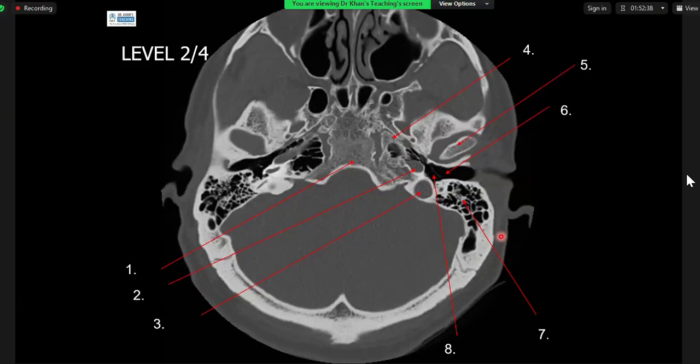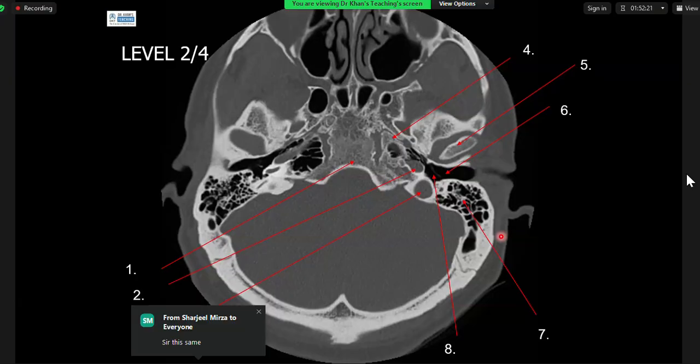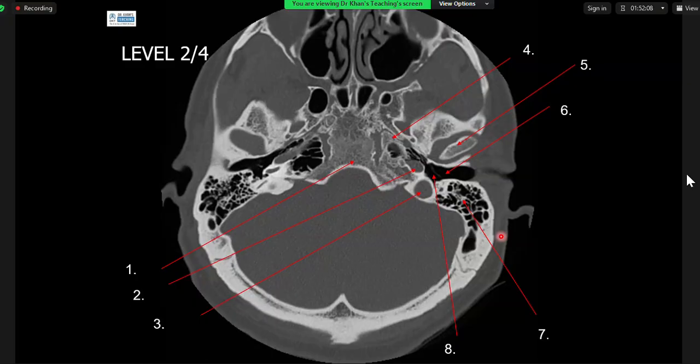This is your second axial, 2 by 4. Time begins now, 30 seconds. Last 5.